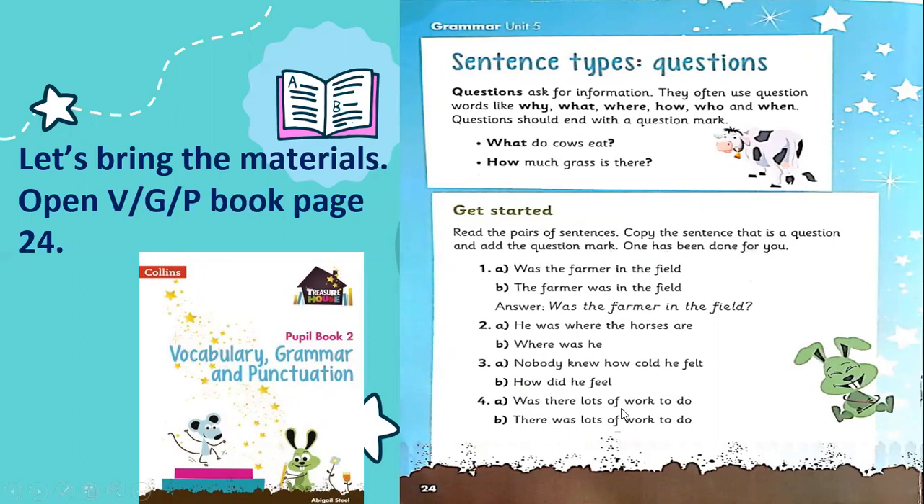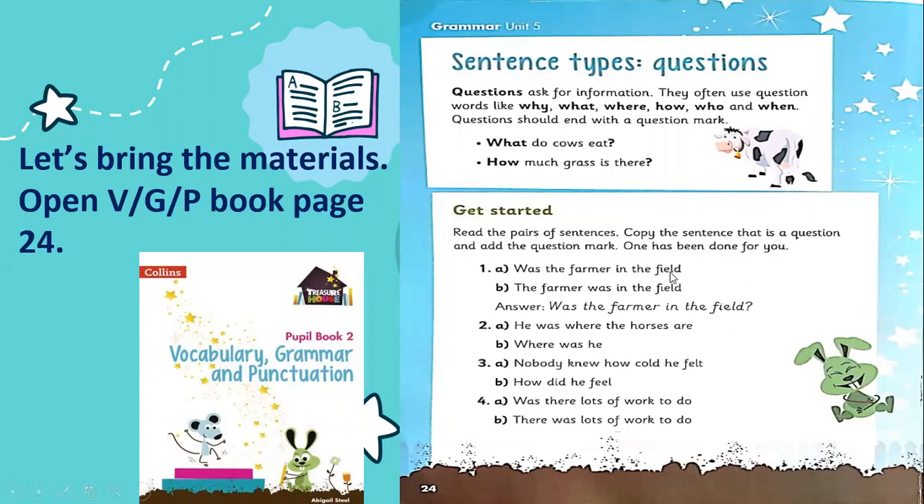So guys, what this is trying to tell us is that number 1 has 2 sentences, but one of them is a question. So we have to choose the one that is a question, and we end it with a what? A question mark. We put a question mark to it, and then we should copy it. But if you can't copy, you can underline the sentence that is a question.